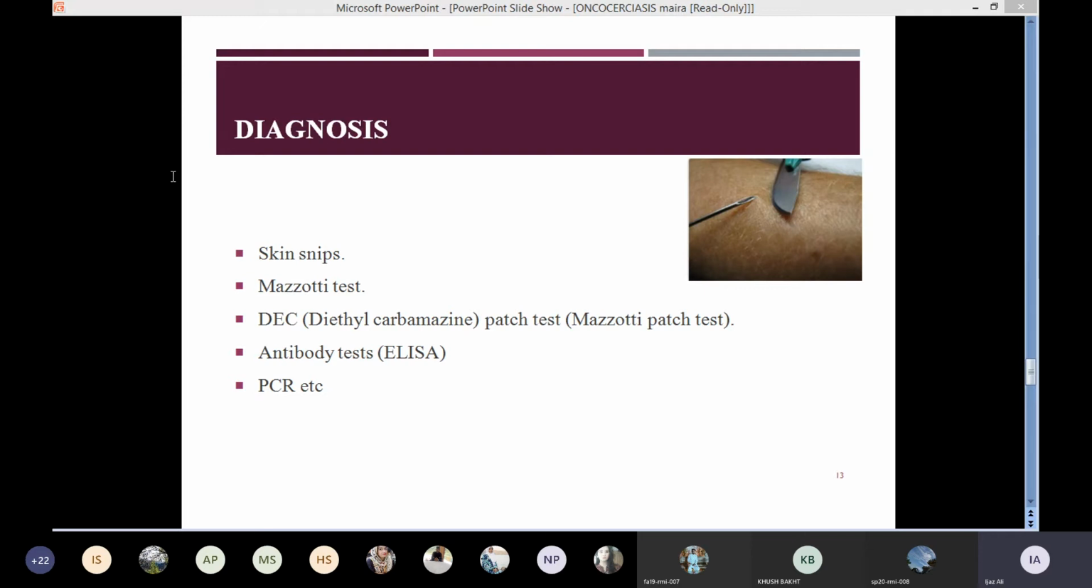The Masotti test: if the skin snip is negative for some reason, if you couldn't find these parasites under the microscope, then you take an oral dose of DEC. It's diethylcarbamazine. You take a 5 milligram dose of DEC, and the DEC inhibits neuromuscular transmission in nematodes. So it's an inhibitor of the neuromuscular transmission of the parasite. If the patient has onchocerciasis, intense pruritus results within 2 hours due to dying microfilaria. As I told you, when the microfilaria are dying, they cause this itching and other problems.